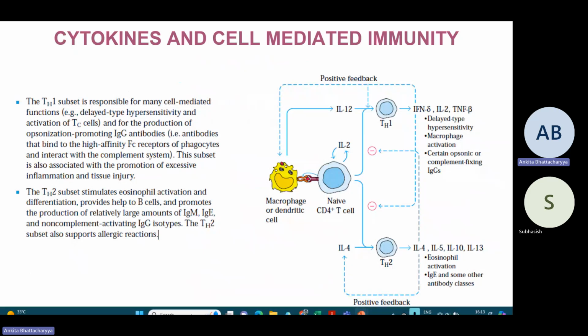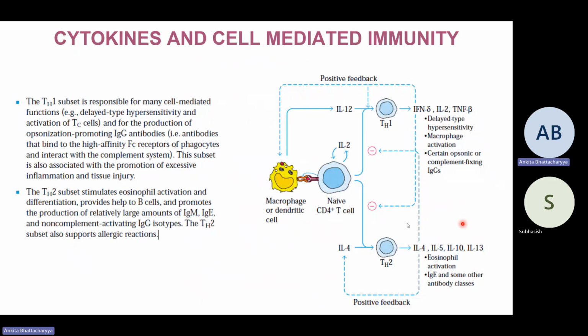Now, how cytokines work in terms of cell-mediated immunity, if you remember, I had said that we will discuss this. One of the major ways in which its action has been studied, and is of great interest, is the way in which a naive CD4 T cell gets differentiated or modified based on what it is encountering. There are two subsets of helper T cells: Th1 and naturally Th2. The Th1 subset is responsible for many cell-mediated functions.